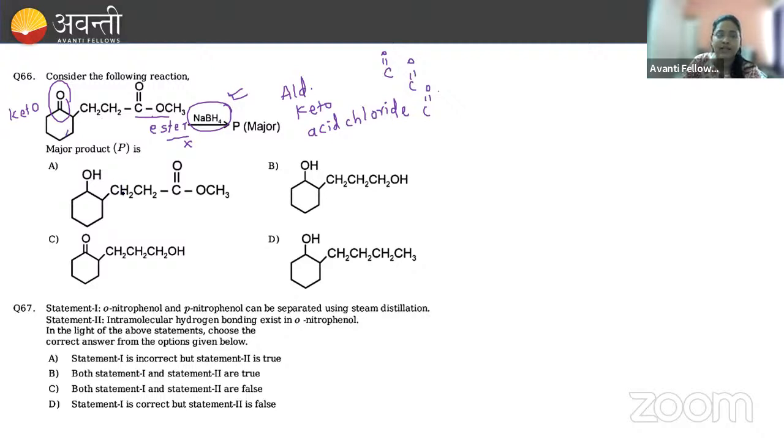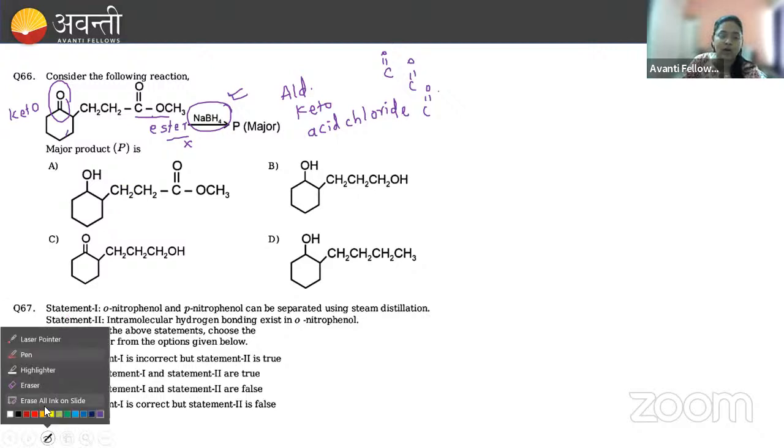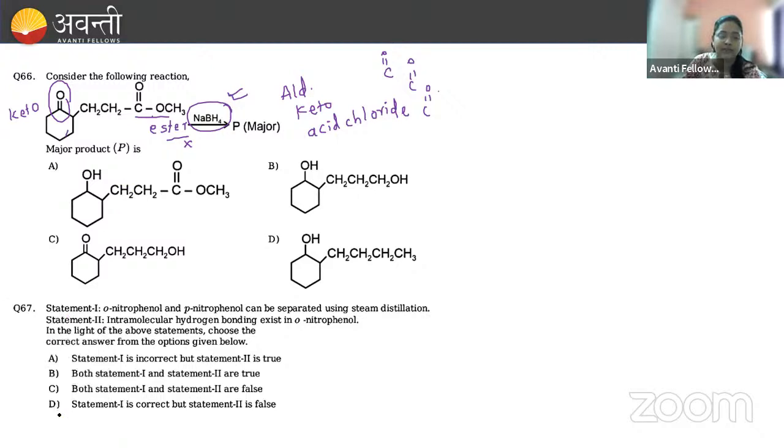So what is that answer? A, B, C, D. What is that option? Just observe the options and tell me the answer. Answer A. Okay, Mohini, very good. A is the correct answer, because the keto will get reduced to alcohol and the ester will be as it is.